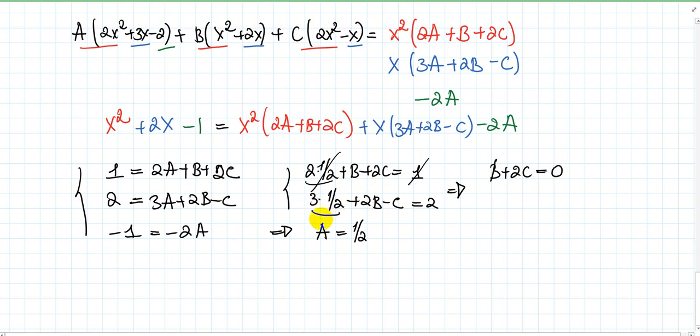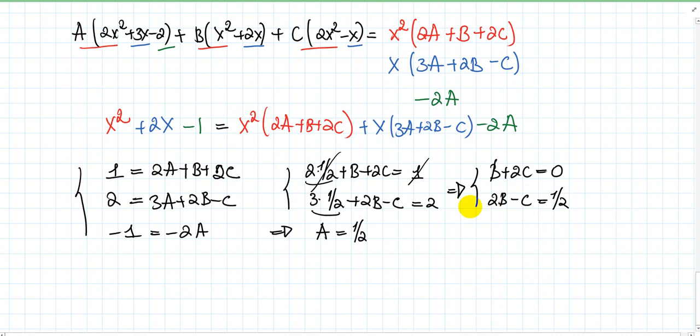What is 3 multiplied by 1 over 2? It's 3 over 2, 1.5, right? If it goes to the right, it will be just 2 minus 1.5, which is 0.5. So 2b minus c is equal to 1 over 2. Do you understand this? Yes? I just substituted a into the first equation and into the second equation.